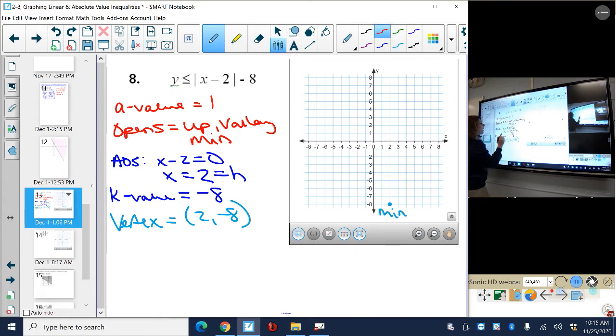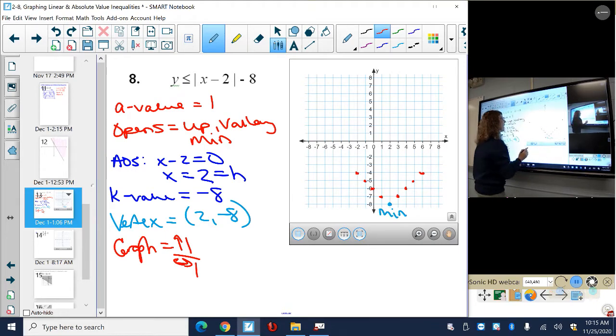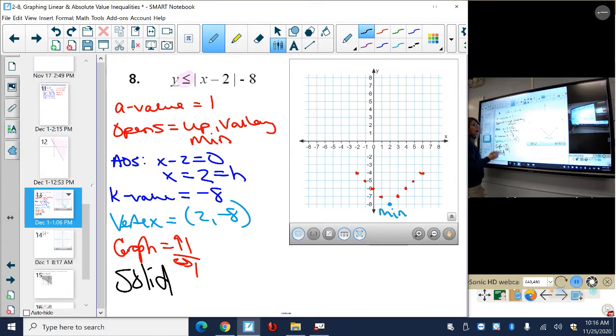Okay, and then from there, I'm going to use my slope. I'm going to go up 1 and left and right 1. So up 1, to the right 1, and up 1, to the left 1, repeating on each side. And I'm going to look at my symbol. So is it solid or dotted? This is going to be less than or equal to, so that's a solid line. And do I shade above each dot or do I shade below each dot? Less than or equal to means it's below.